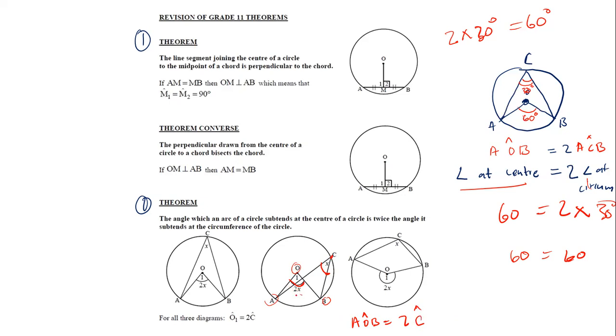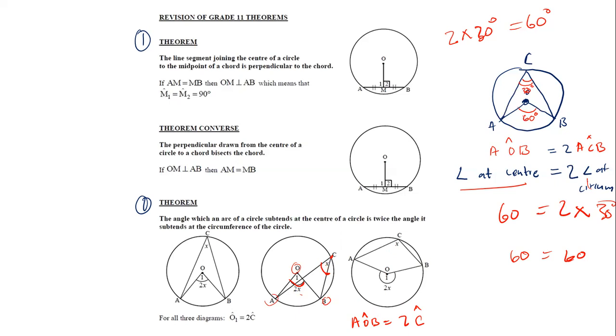So if this angle AOB, that angle at center, is 60 degrees, the angle at the circumference will be 30 degrees. You can also say the angle at circumference is half the angle at center, or you can say the angle at center is twice the angle at the circumference. Okay, that's how you can say the theorem.